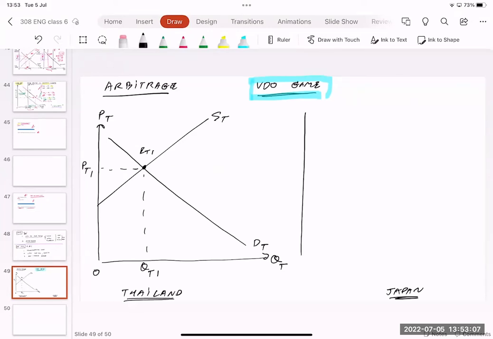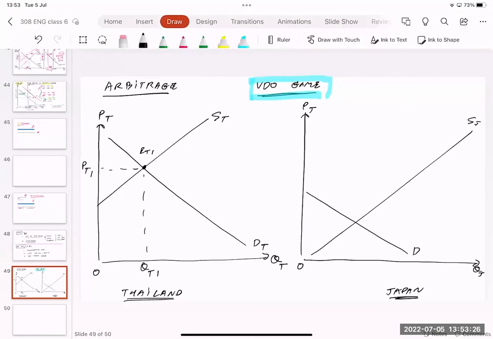And then I have the video game market in Japan, QJ, PJ for the price in Japan, right? I have supply of video games in Japan. I have demand for video games in Japan. This is the equilibrium point in Japan, EJ1. The price of video games in Japan is cheaper than Thailand, QJ1.